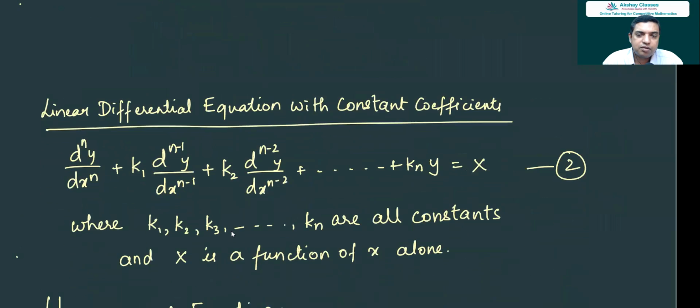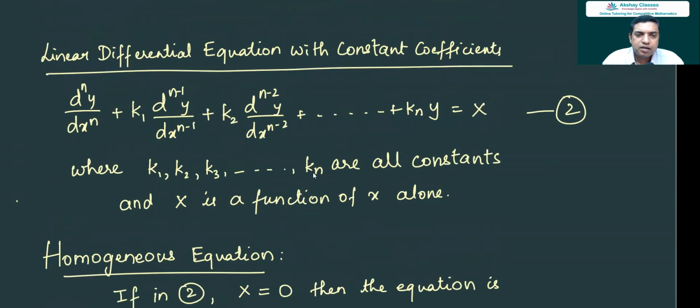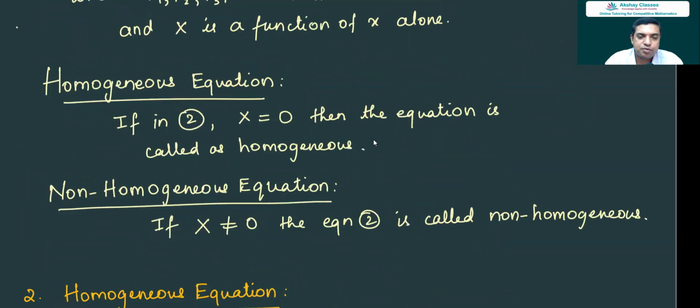Now, if in the linear differential equation we replace those p1, p2, p3, and so on by constants, they are not functions of x, but they are replaced by k1, k2 up to kn. The right hand side can be a function of x, but all the coefficients are constants. Then we say that it is a linear differential equation with constant coefficients. And capital X is a function of small x.